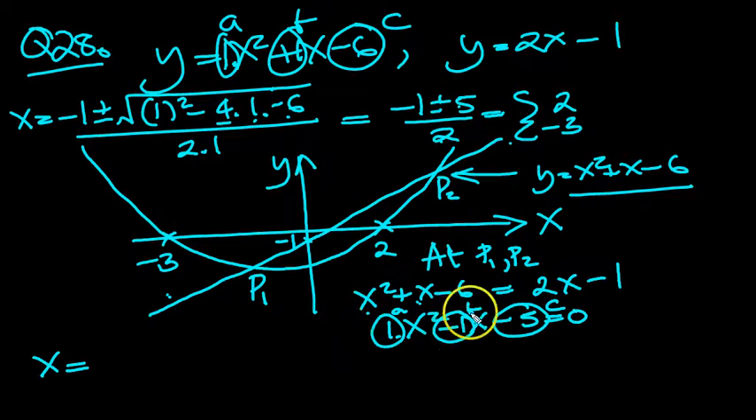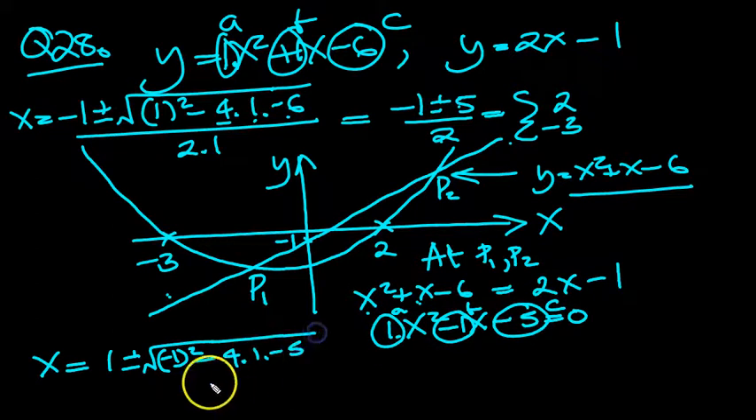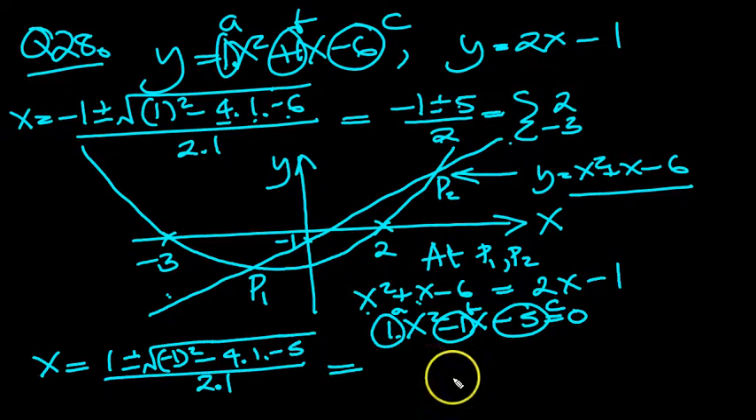So minus b would be minus minus 1, so that's plus 1, plus or minus the square root of b squared, which is minus 1 squared, minus 4 times a, which is 1, times c, which is minus 5, all over 2a. And 2a is 2 times 1. So what have we got for our x values then?